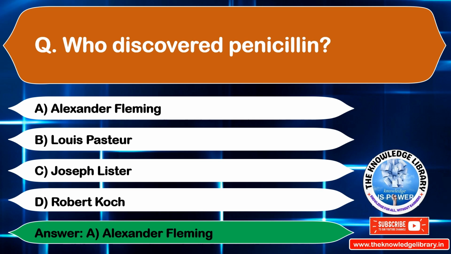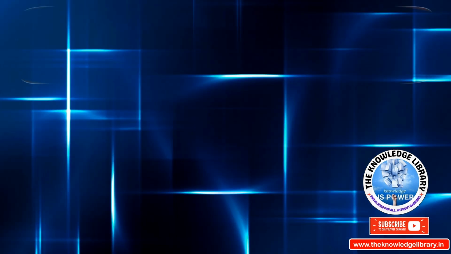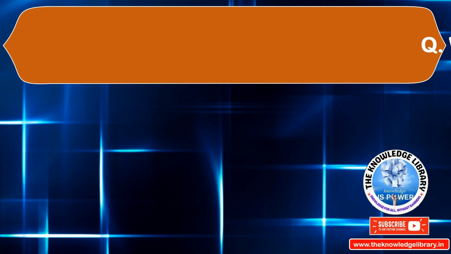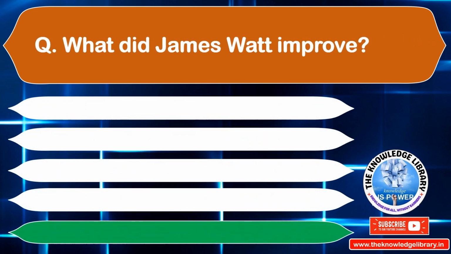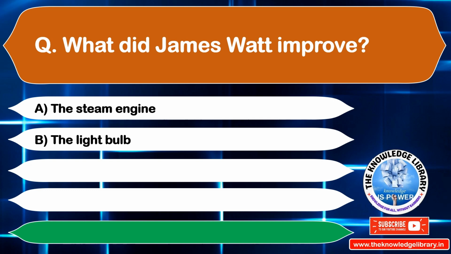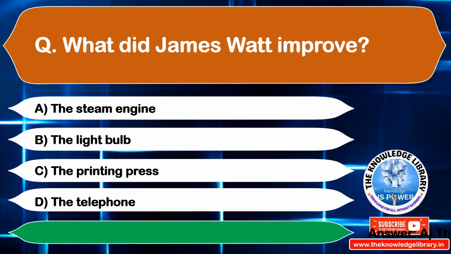Moving to the next question. What did James Watt improve? Option A, the steam engine. Option B, the light bulb. Option C, the printing press. Option D, the telephone. The correct answer is option A, the steam engine.